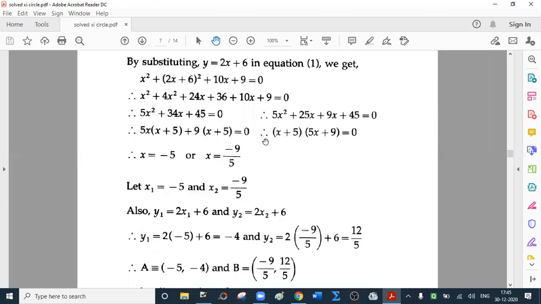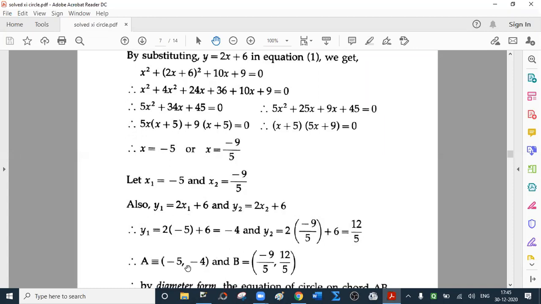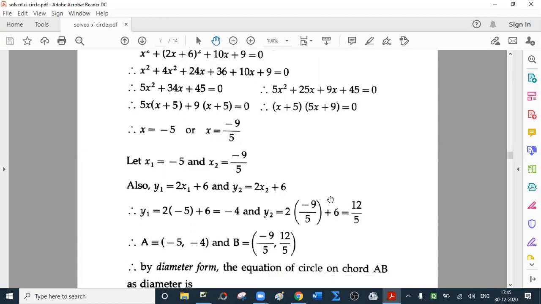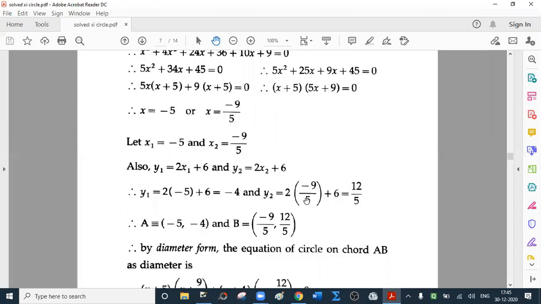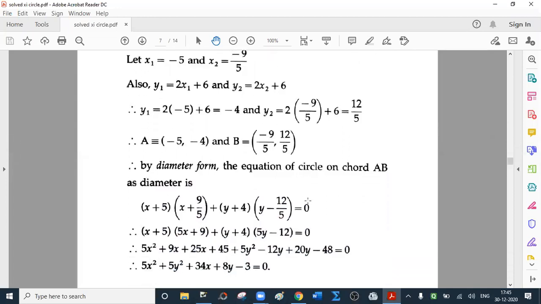We get these values of x: −5 and −9/5. Take x1 as −5. So for this value, what is y1? y1 is −4. And for x2 = −9/5, what is y2? 12/5. So A is (−5, −4) and B is (−9/5, 12/5). These are the extremities of the diameter. So use the diameter form to get the equation of the circle.